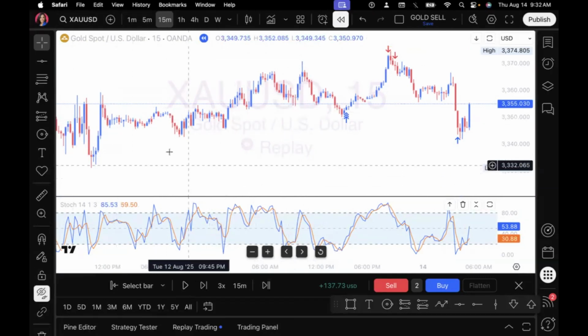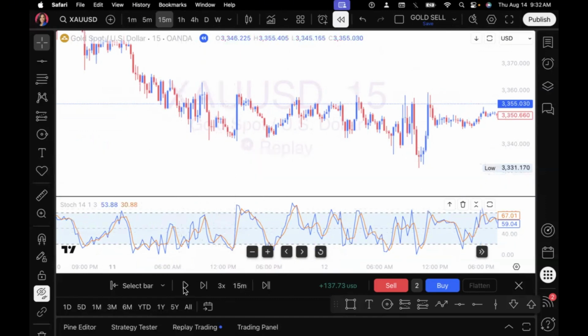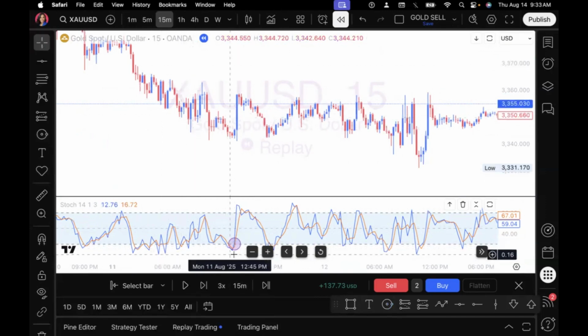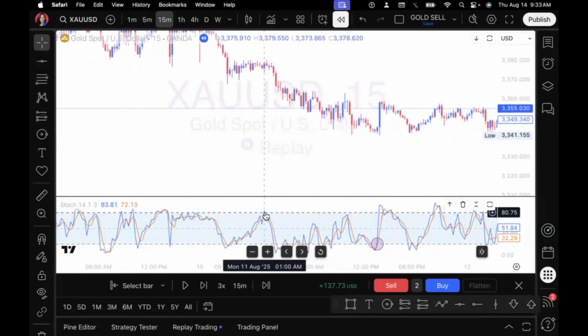Now I'm just going to go back into the past for a while, and I'm just going to highlight more examples of the stochastic crossing above 20 and that being a great opportunity to buy, and the stochastic crossing below 80 and that being a great time to sell. So let's look here. We can see that the stochastic had crossed above 20, right? We can see that the blue line was on top and facing up. And we can see that in this one candle, this would have been more than 1,000 pips, right? Simply if we would have waited for those signals. Here we see the stochastic crossing below 80.